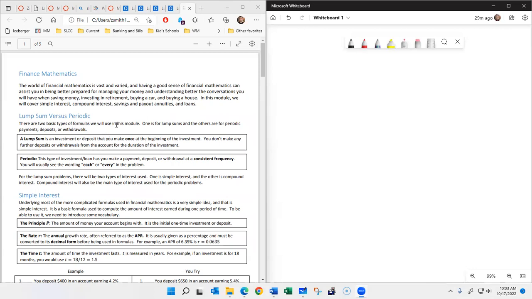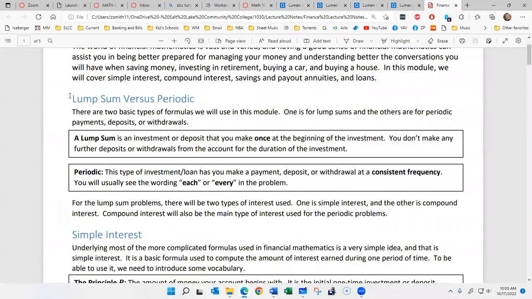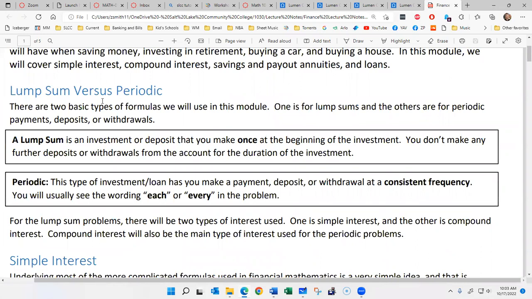So the first thing that we need to discuss is, let me just go full screen, make this a little bigger. There we go. Lump sum versus periodic. So there are basically three formulas. Two of them are very similar. They do not look nice, but they're not bad to work with. And there's two situations that we'll find ourselves in. One is lump sums, and the others are for periodic payments, deposits, or withdrawals.